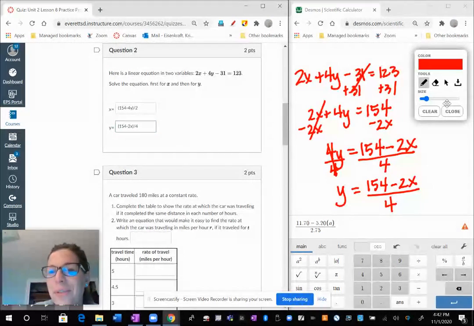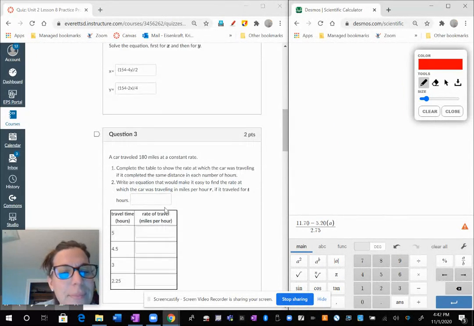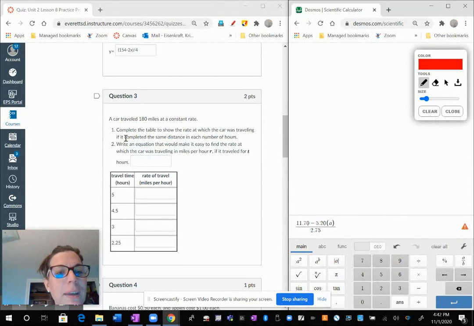Fun. 3. Okay, a table. I love tables. A car traveled 180 miles at a constant rate. So it went a total distance of 180 miles. And it's saying it traveled at the same speed the whole time. Complete the table to show the rate at which the car was traveling if it completed the same distance in each number of hours. So we're using different scenarios.